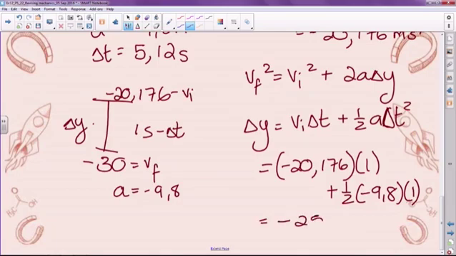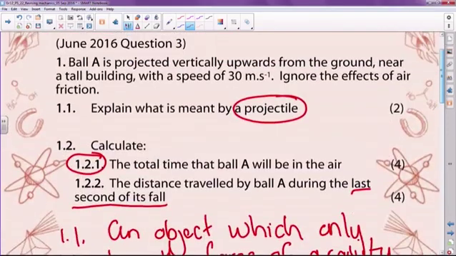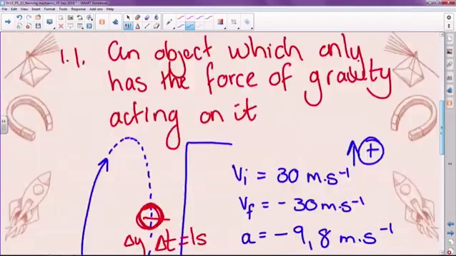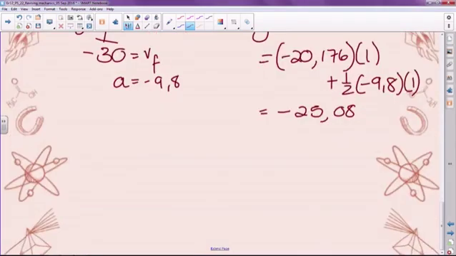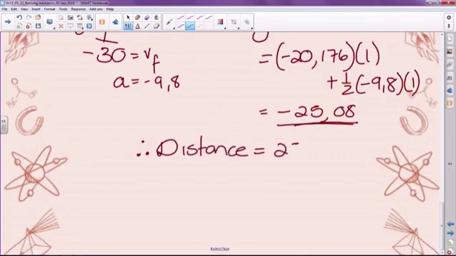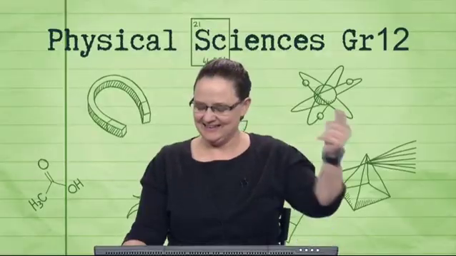And it's minus 25,08. But the question was, calculate the distance. Distance is a scalar. Okay, so distance, that you can never give me a scalar as a negative. Okay, so you're going to say to me that therefore the distance that it falls is 25,08 meters. Yay! We're so happy. Oh, but now we get to the fun question. I can hear the groans.